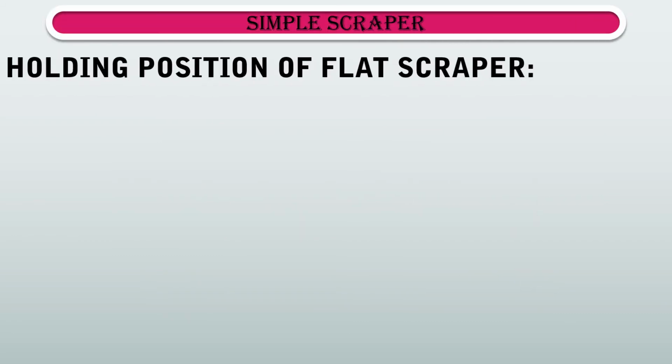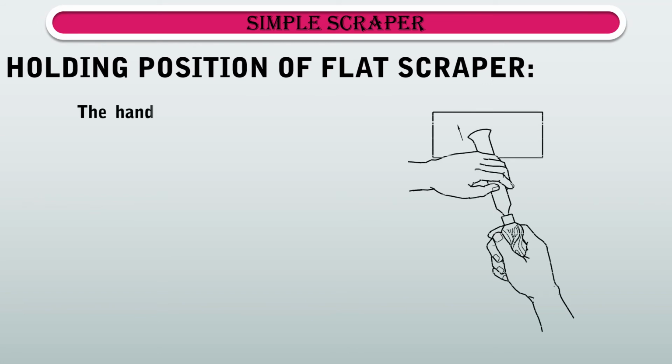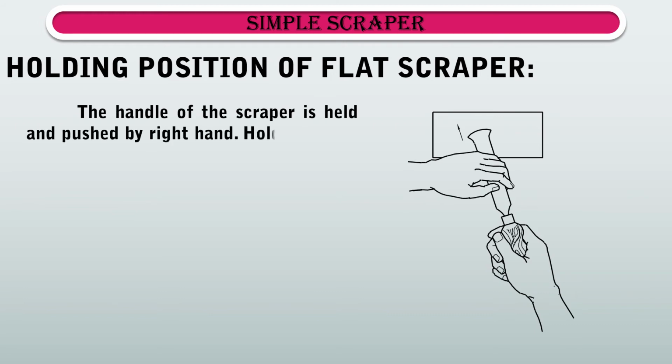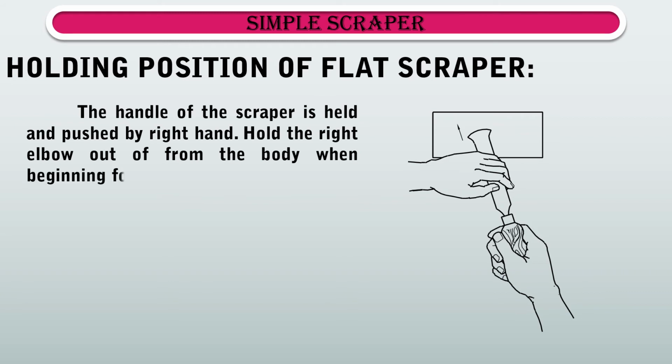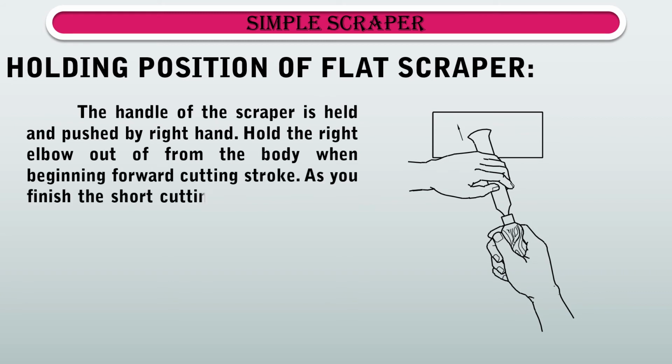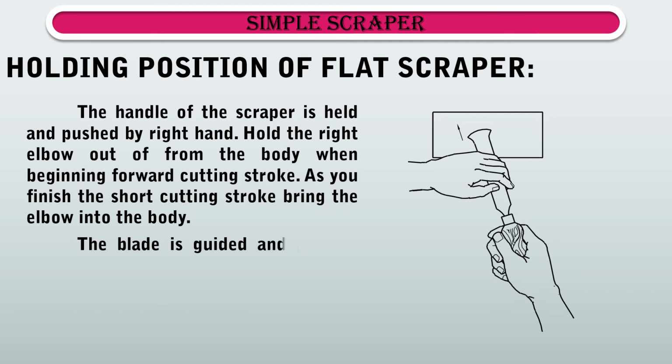Now, we are going to see the holding position of flat scraper. The handle of the scraper is held and pushed by the right hand. Hold the right elbow out from the body when beginning the forward cutting stroke. As you finish the short cutting stroke, bring the elbow into the body. The blade is guided and pressed down by the left hand.